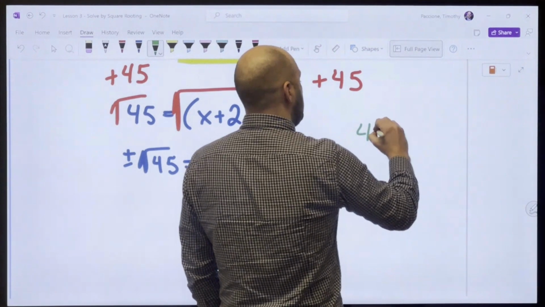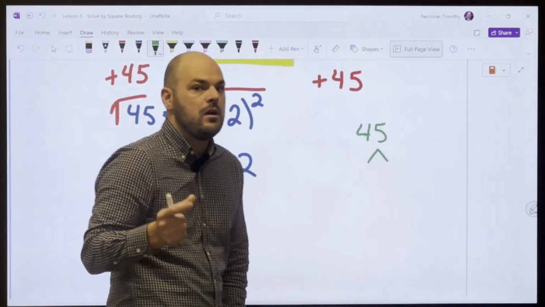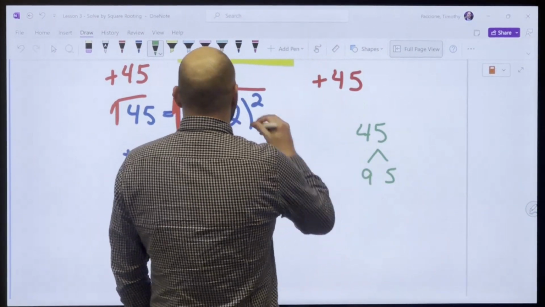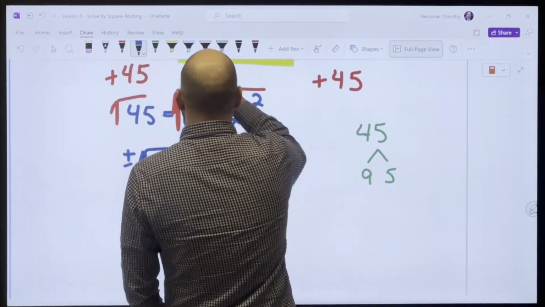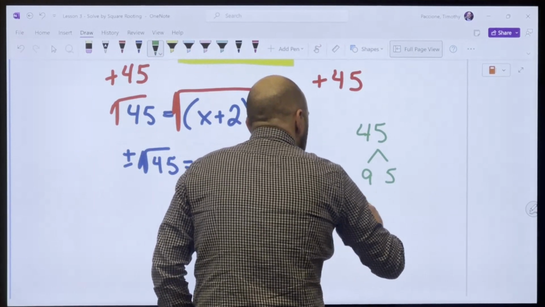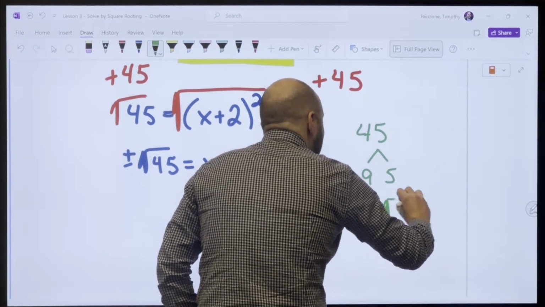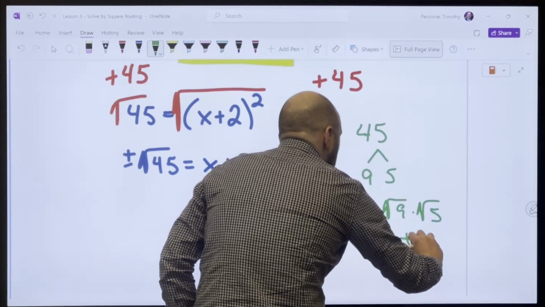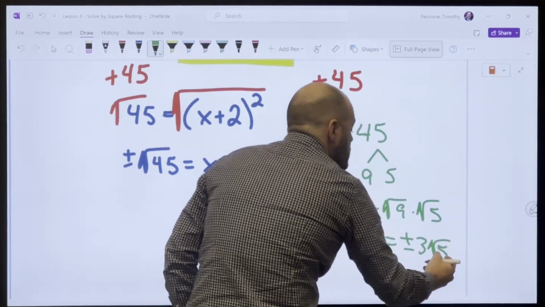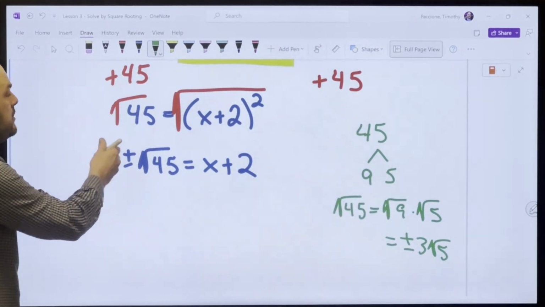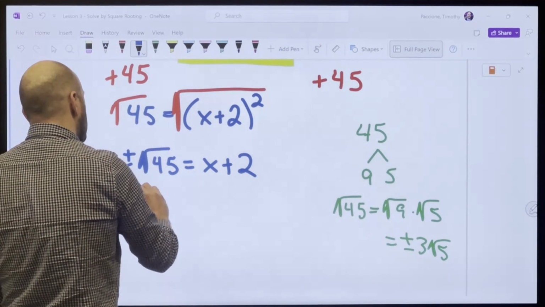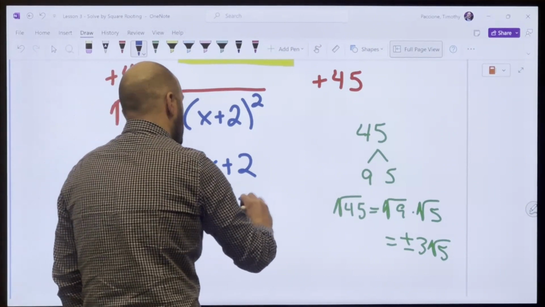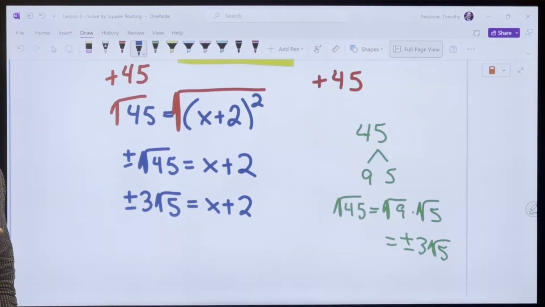So I think, okay, 45, and then I realize 9 goes into that. That's 9 and 5. So really, the square root of 45 equals the square root of 9 times the square root of 5, or plus or minus 3 square root of 5. So that goes into this spot right here. So now I have plus or minus 3 square root of 5 equals x plus 2. Okay, so the last thing I want to do here is pull this apart.